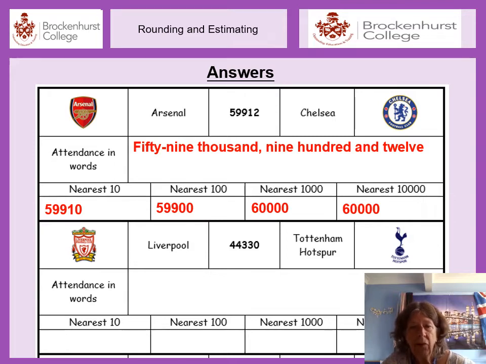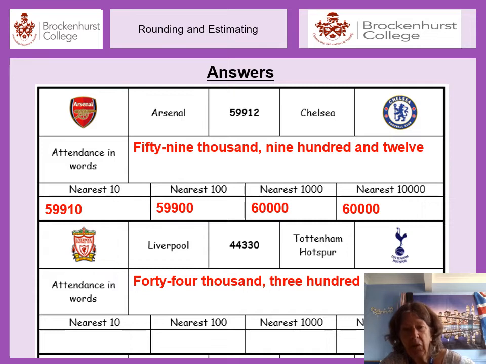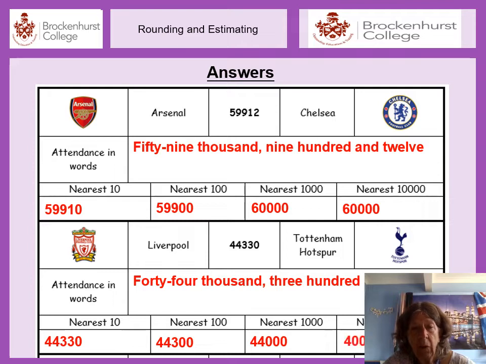Looking at the Liverpool match, the attendance in words is 44,330. I'm sorry that my picture is hiding the answers. To the nearest 10, that's going to be 44,330. There was no unit, so it doesn't change. To the nearest 100, the answer is 44,300. To the nearest 1000, the answer is 44,000. And to the nearest 10,000, it is 40,000. Stop the video and check your answers.